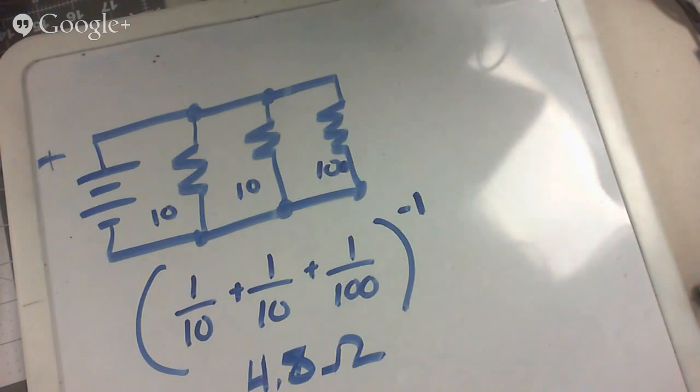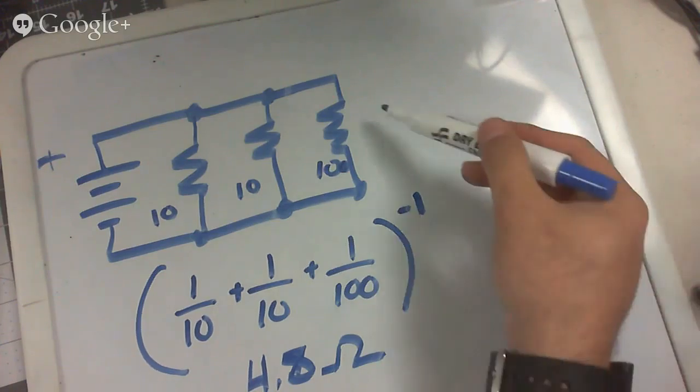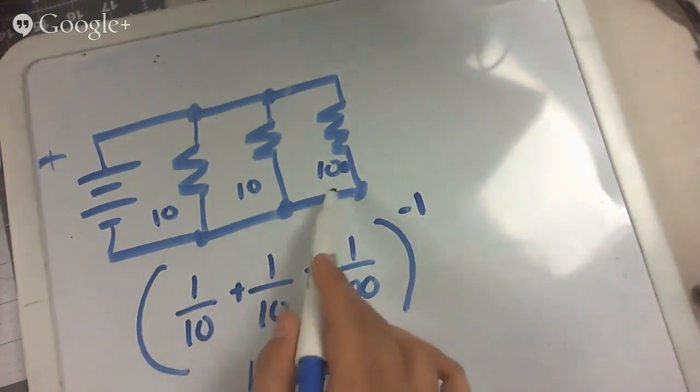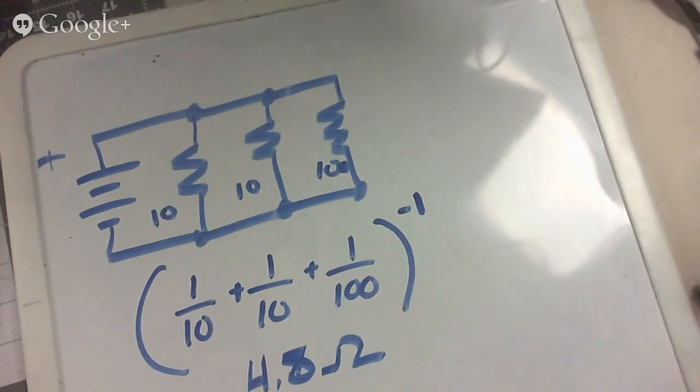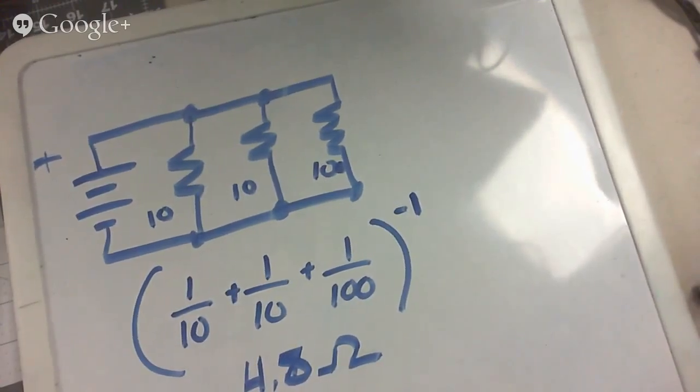Let me just make sure here. Yeah, there we go. So you could replace these three resistors with the one. This would be the parallel equivalent.